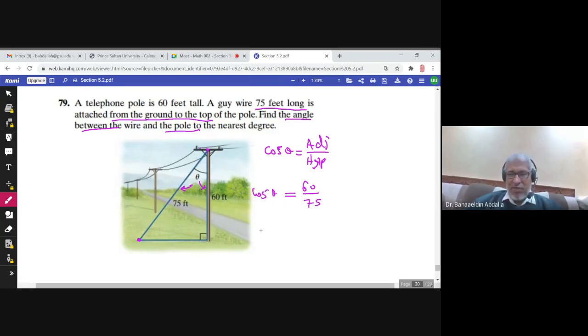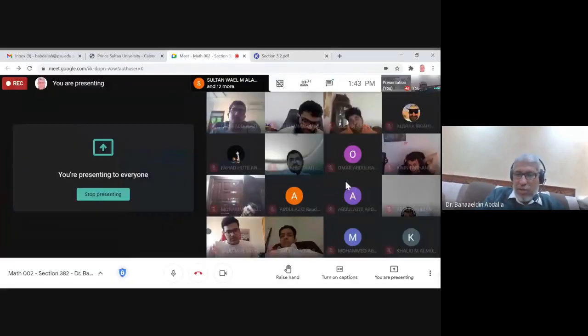How can I find theta? Cosine inverse 60 over 75. You have to be in the degree mode, so you can press shift cosine inverse 60 over 75, and the answer is 36.86. So I will just write it 37 degrees. This is the answer of the question, and by this we come to the end of this section.